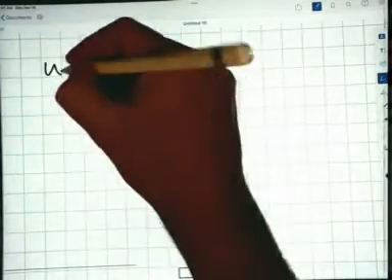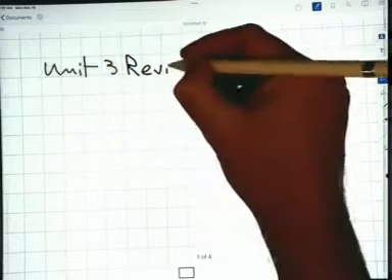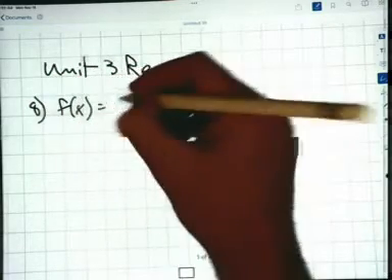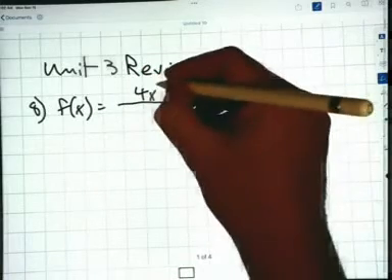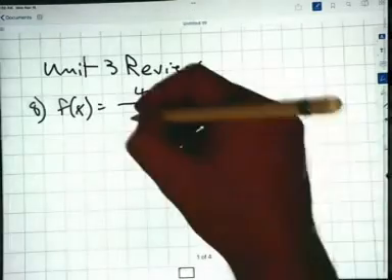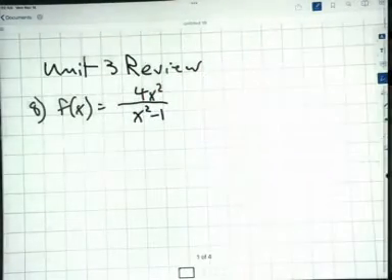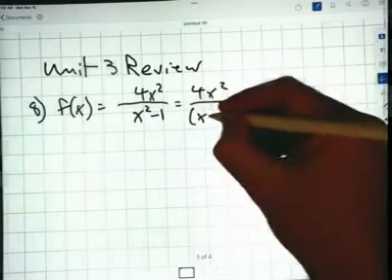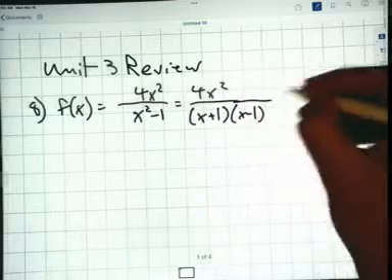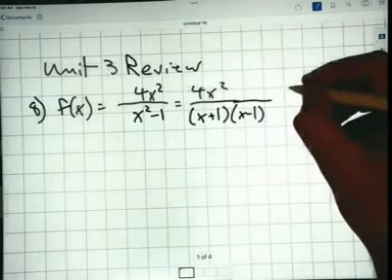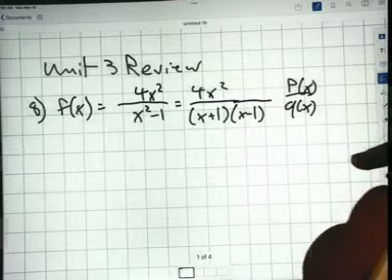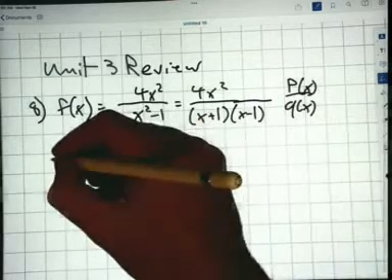So, from the Unit 3 review, problem number 8, we have the function f of x is equal to 4x squared over x squared minus 1. Okay, so, real quickly, I noticed that the denominator is the difference of two squares, so I'm going to go ahead and factor that. And just for reference purposes, we're going to call this p of x over q of x. And if we want to go through the a through i, let's begin here at a.